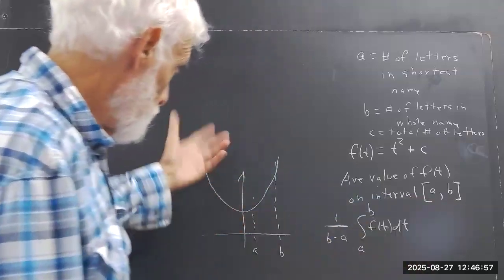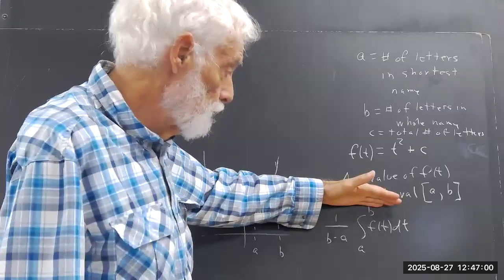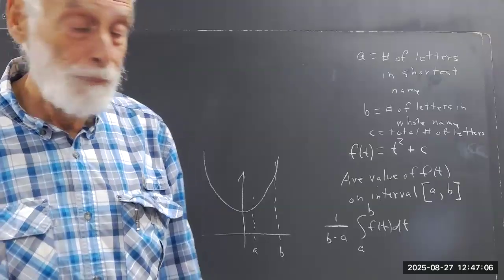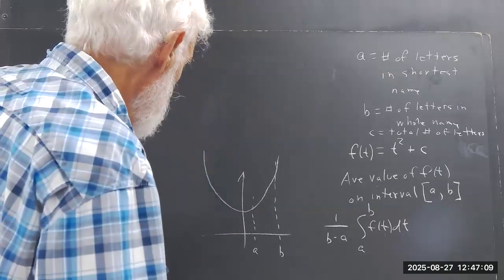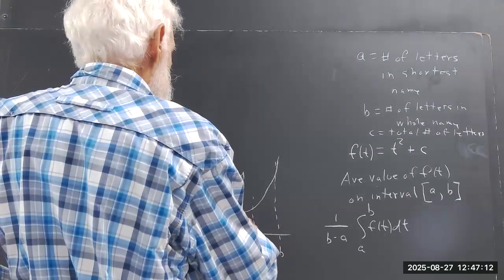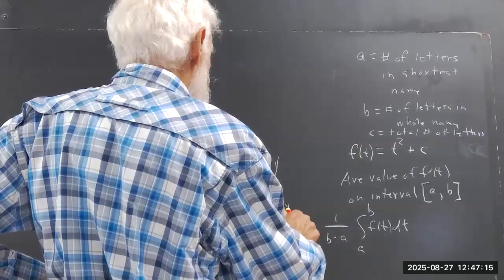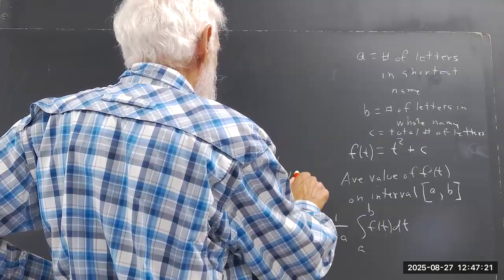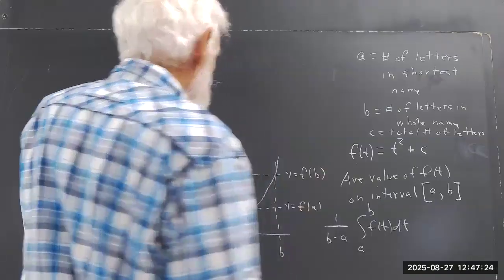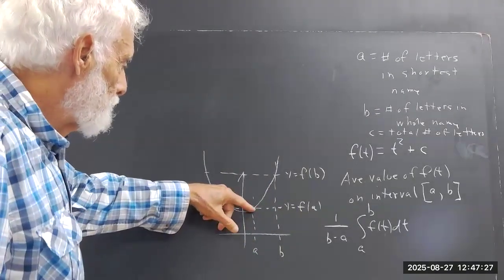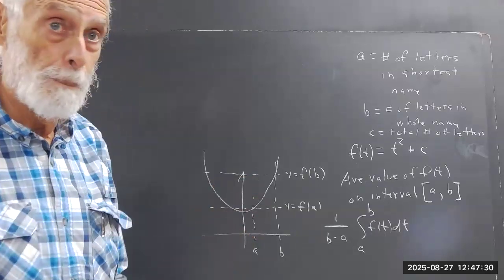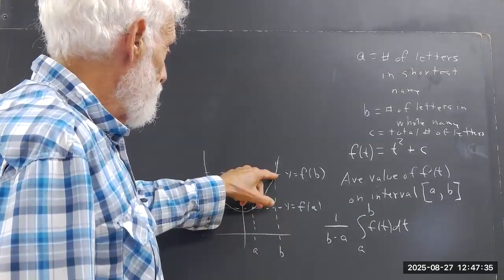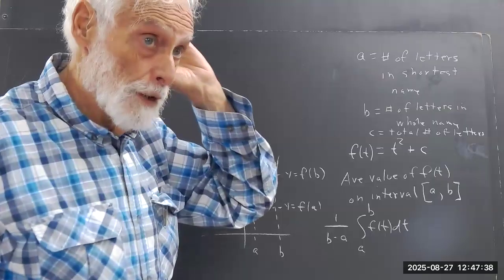And I drew this picture here to kind of give you something. I didn't write this formula because that's what I wanted you to have when you come into class. So here's A. At this point, y would equal f of A, right? There's f of A. Make sure we understand that. At this point, y would be f of B.